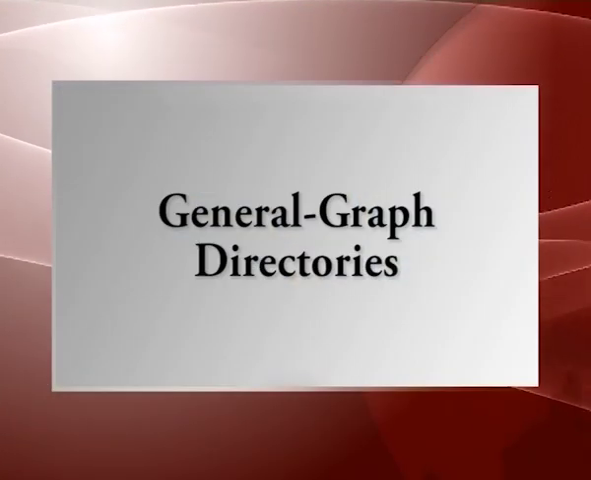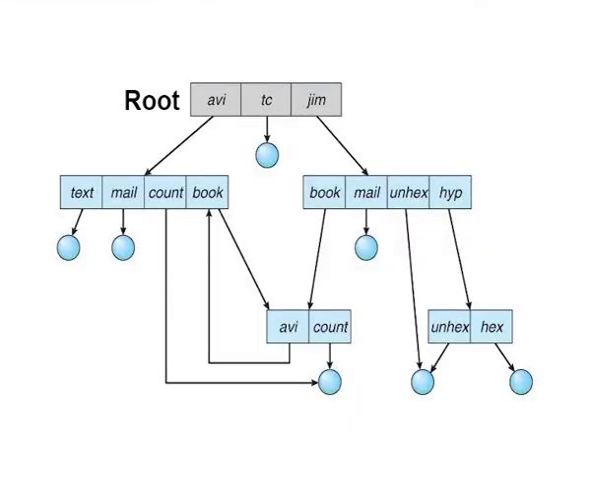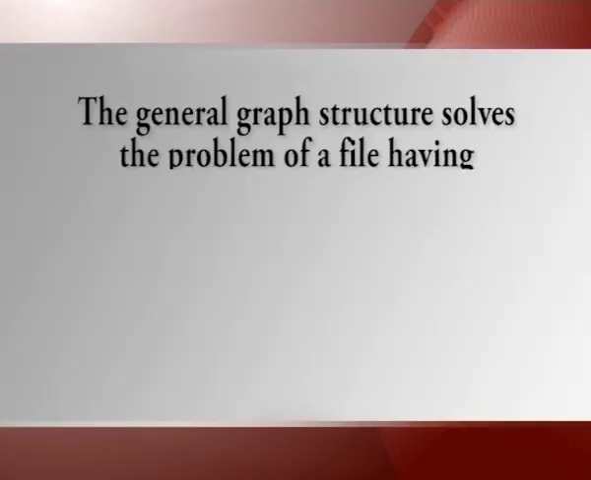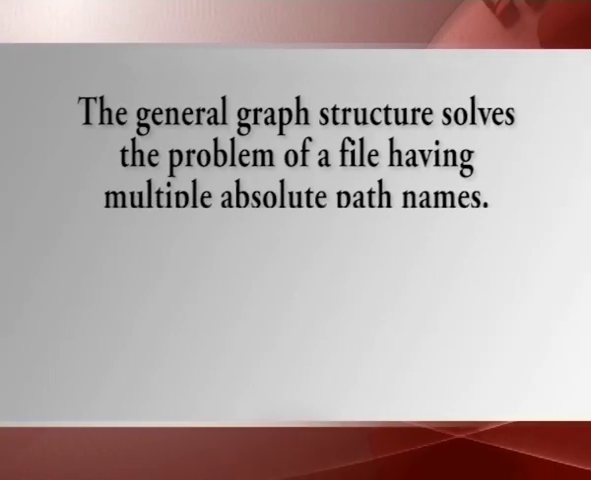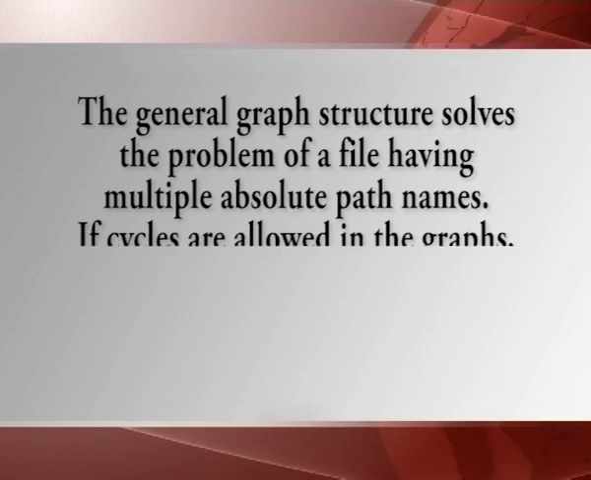Next, we have journal graph directories. Journal graph directory structure is an extension of acyclic graph directory structure containing additional links from files or directories of higher level to directories of lower level as shown in figure. This causes cycles in the directory structure. The journal graph structure solves the problem of a file having multiple absolute path names.